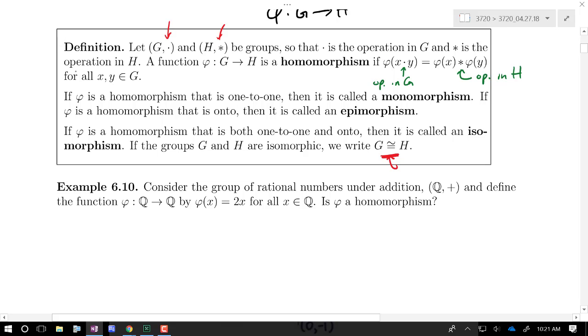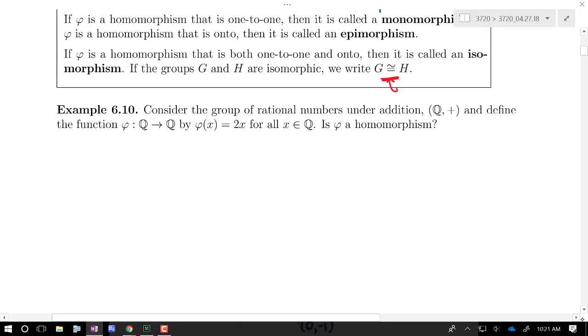So let's take some groups, define some functions, and try to figure out if we have homomorphisms. Let's say we look at the group of rational numbers under addition. Our operation is addition, so we know that the identity element is 0, and inverses exist because they're just going to be the negatives. And we're going to define a function from the rationals to itself, so it's the same group now, and we're going to send any rational number x to twice its value. So x maps to 2x for any rational number. We want to know, is phi a homomorphism?